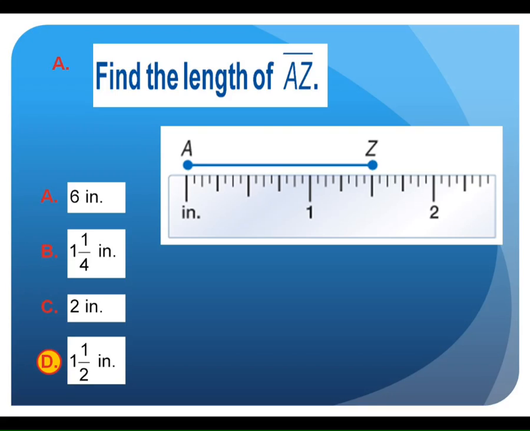Or if you really wanted to, you could sit here and count them. 1, 2, 3, 4, 5, 6, 7, 8. Well, you know 8, and you get to halfway, well, that would be 8 out of 16. If you wanted to keep going, you would get 16 out of 16, which would be the next inch.